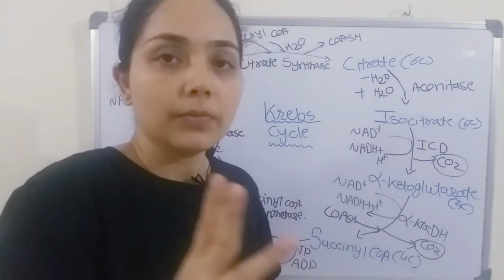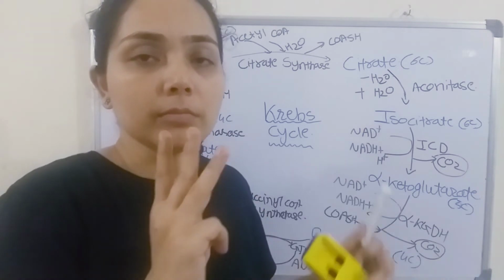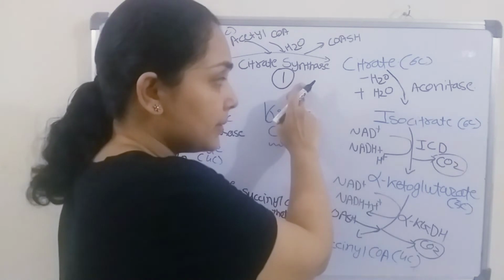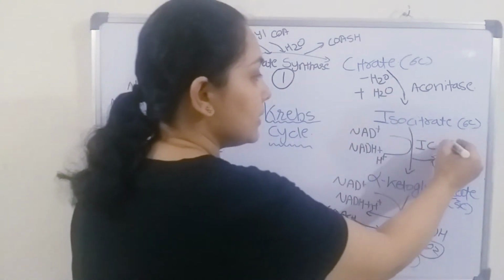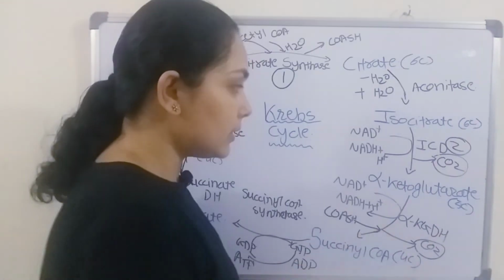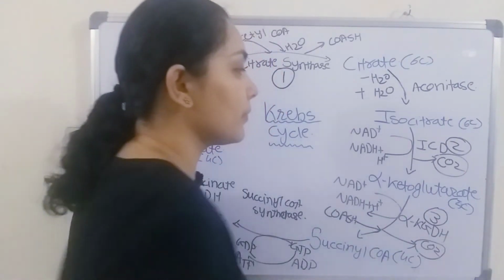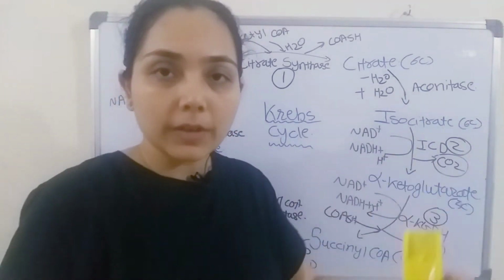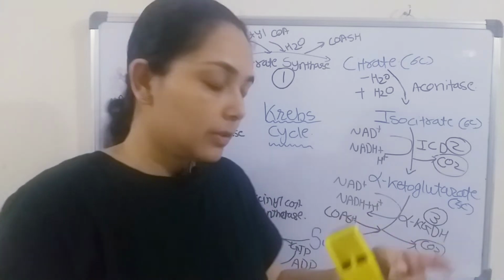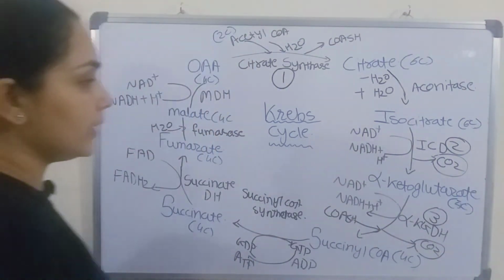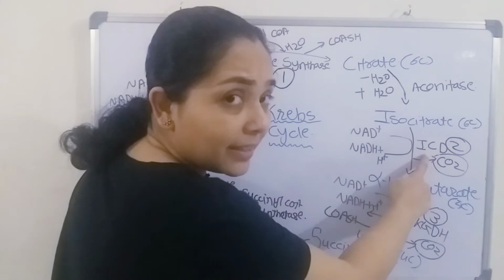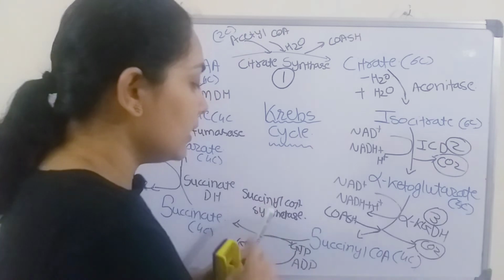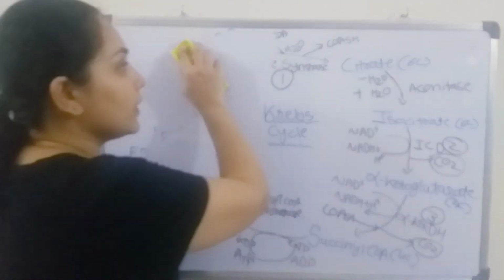There are 3 enzymes which are mainly involved in the regulation of the Krebs cycle. The first is citrate synthase. Second is isocitrate dehydrogenase, and the third one is alpha ketoglutarate dehydrogenase. These 3 enzymes are involved in the regulation of the Krebs cycle. Now let's see how. This will determine the rate of the Krebs cycle.